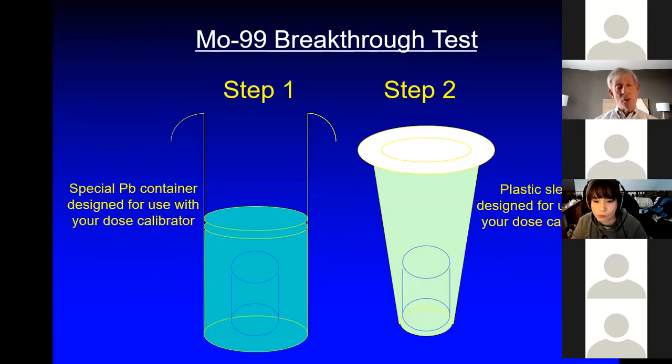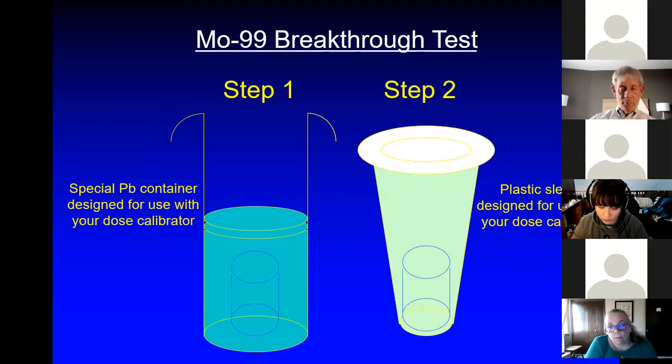On the left, you can see the vial inside that special lead container, and the little curved handles assure that when you put that into the calibrator, it goes to the same depth every single time, same geometry. Take it out of there with the long handled tongs, put it in that plastic sleeve. It's like a 1/100th of an inch thick. It's a very strong, but very thin plastic sleeve, basically 0 half-value layers for any isotope.